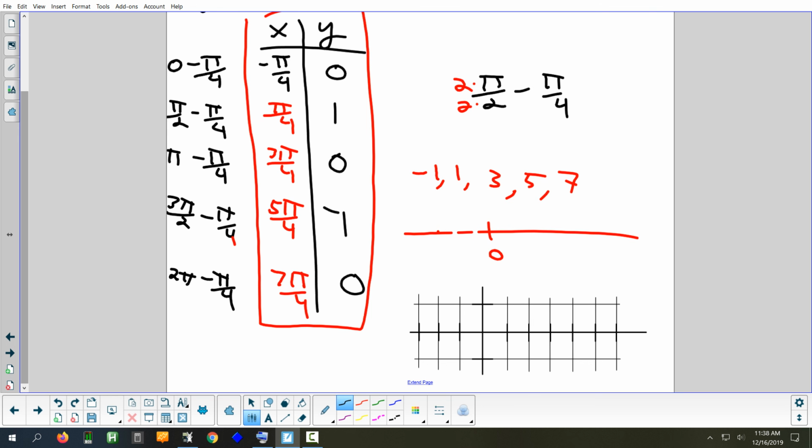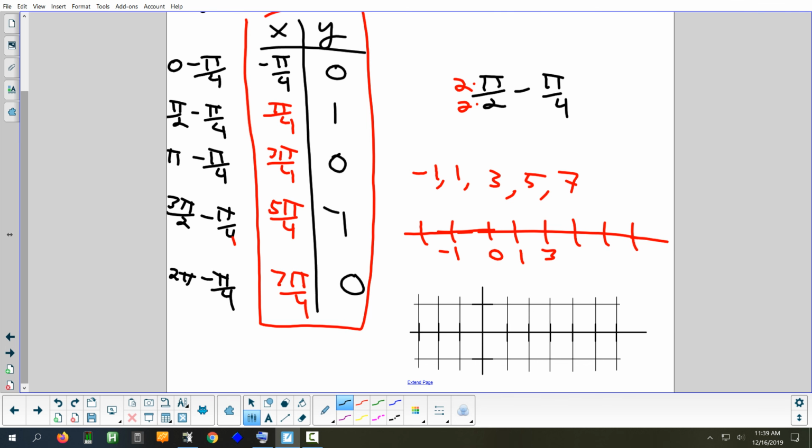And then let's go like this. Where could I put negative 1 on that number line? Yep, 1 unit left of the 0. Where would I put the next number? 1 unit right of 0. Okay. Now, it looks like they've all just been 1 apart.